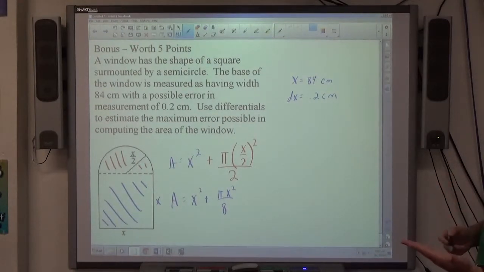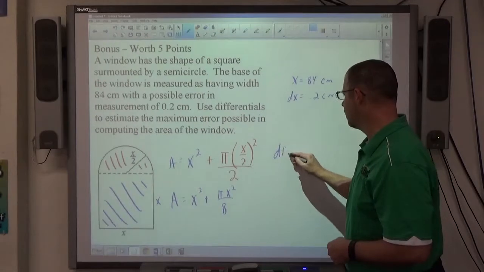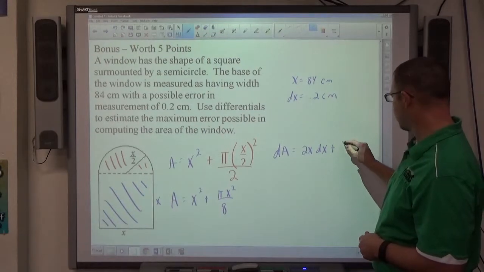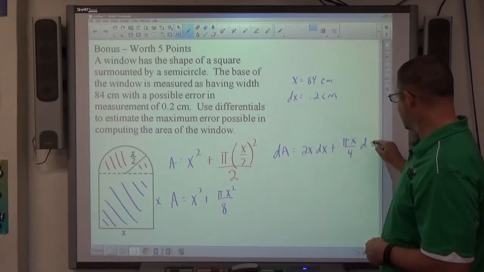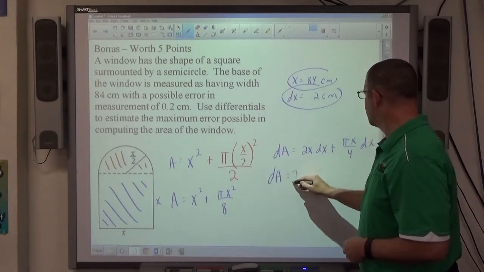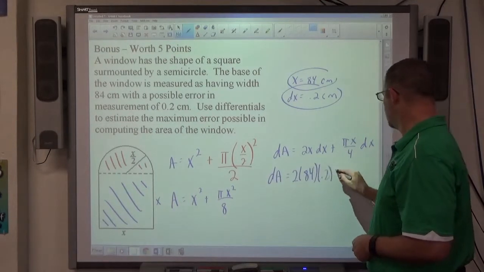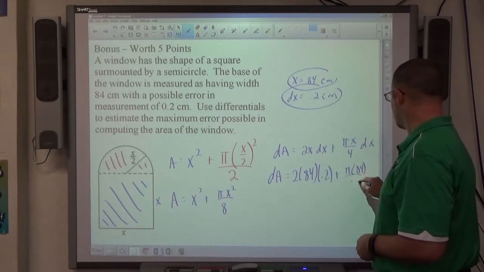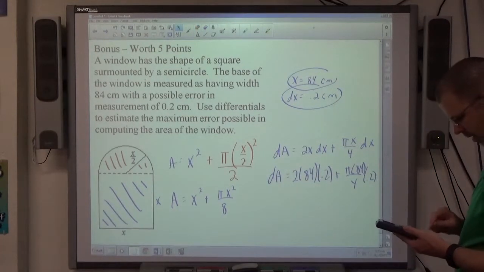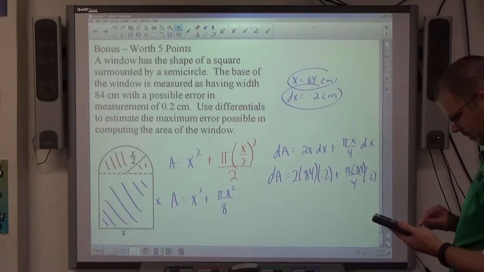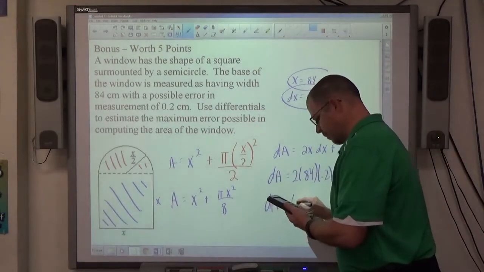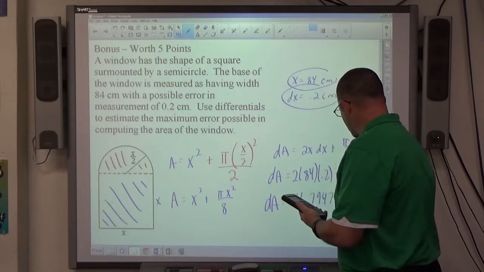And they want to know the maximum error possible, so I simply have to do the differential of A, which is equal to 2x dx plus pi x over 4 dx. And then I just substitute x and dx into that expression. So dA equals 2 times 84 times 0.2 plus pi times 84 over 4 times 0.2. And again, that's just a matter of using a calculator. I get a maximum error of 46.7947 centimeters squared.